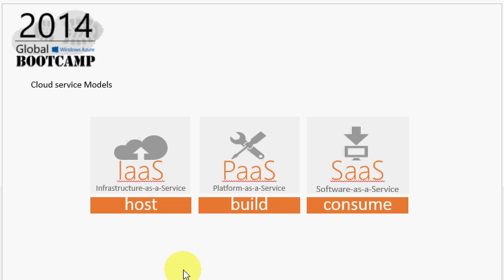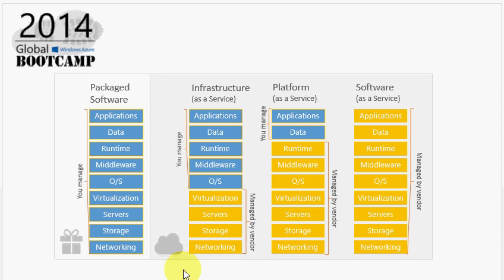Now these are the main service models provided by Windows Azure: infrastructure as a service, platform as a service, and software as a service. Package software, or your own software, is where you maintain the network, storage, servers, virtualization, middleware, runtime, data, application. We have already discussed this. As we have discussed earlier, this is the on-premises hosting. Now let's look at the difference between infrastructure as a service, platform as a service, and software as a service.